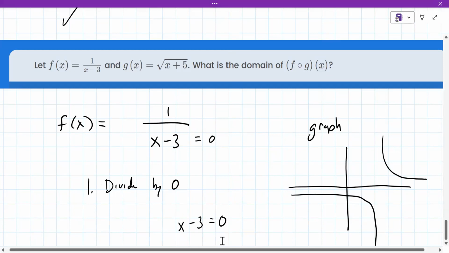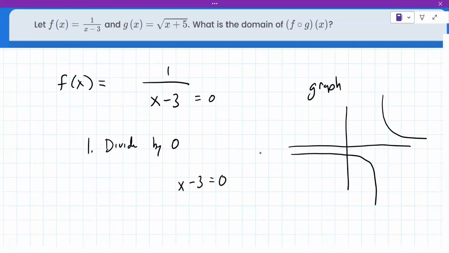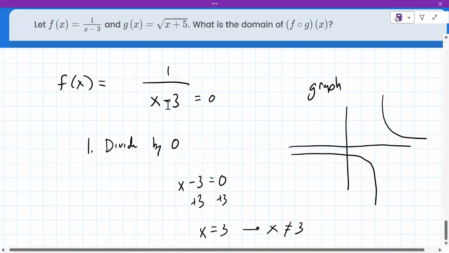Could you solve this equation for us, please? So we're going to add 3 to where 0 is. That's going to be x equals 3. Yes, and the oddity here is that it really means that x cannot be 3. You can't divide by 0. That's very bad. All right, now let's look at g of x.